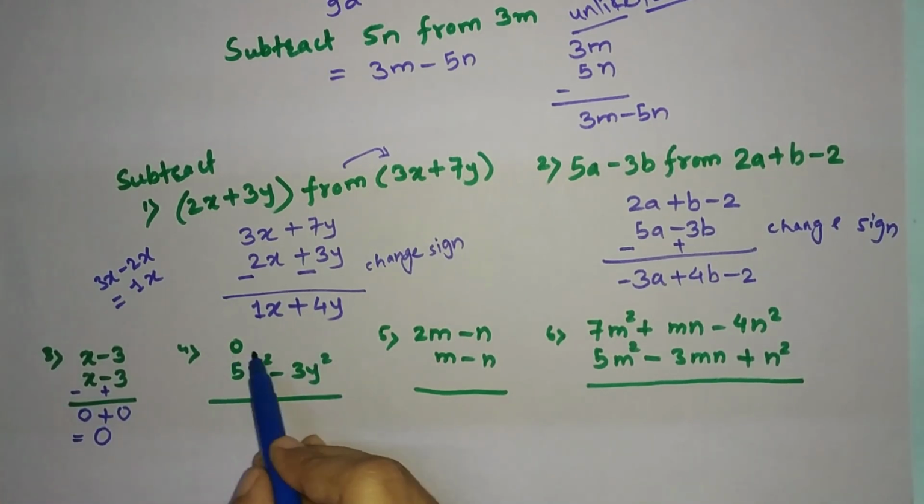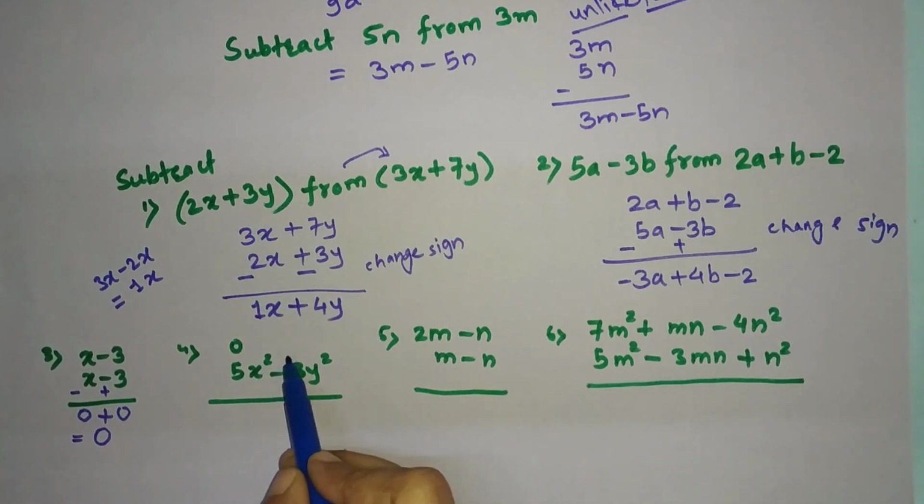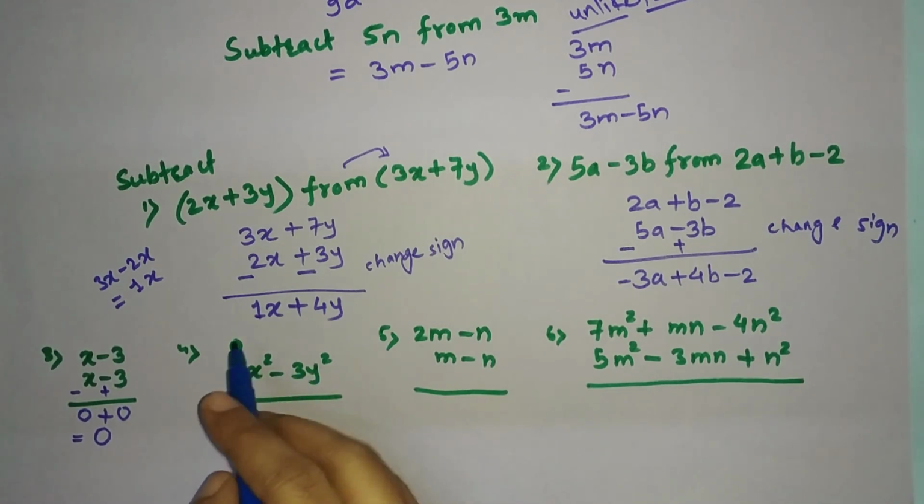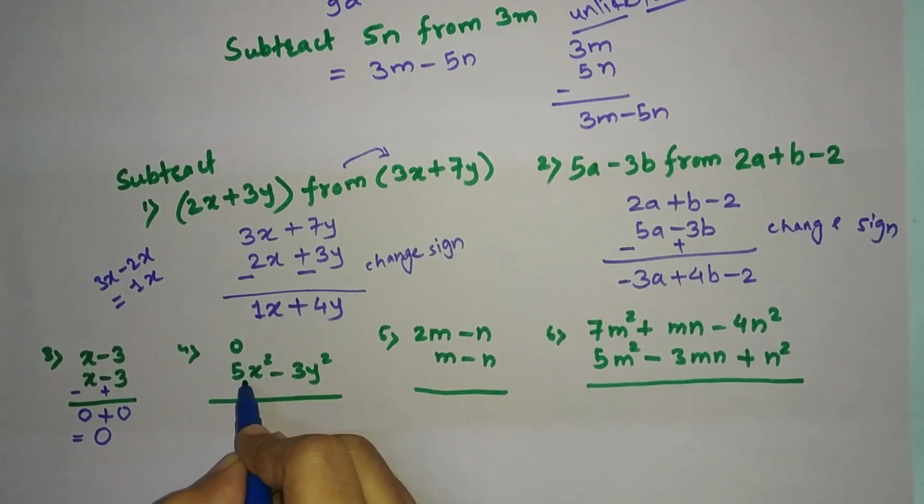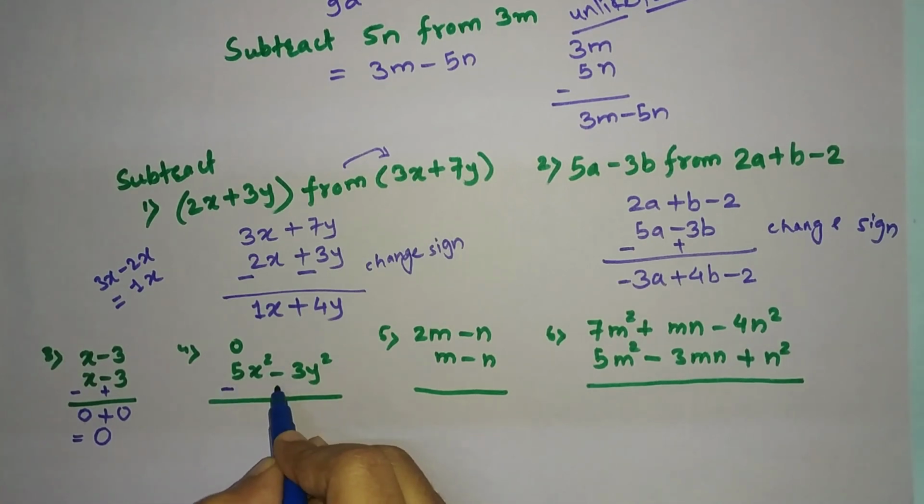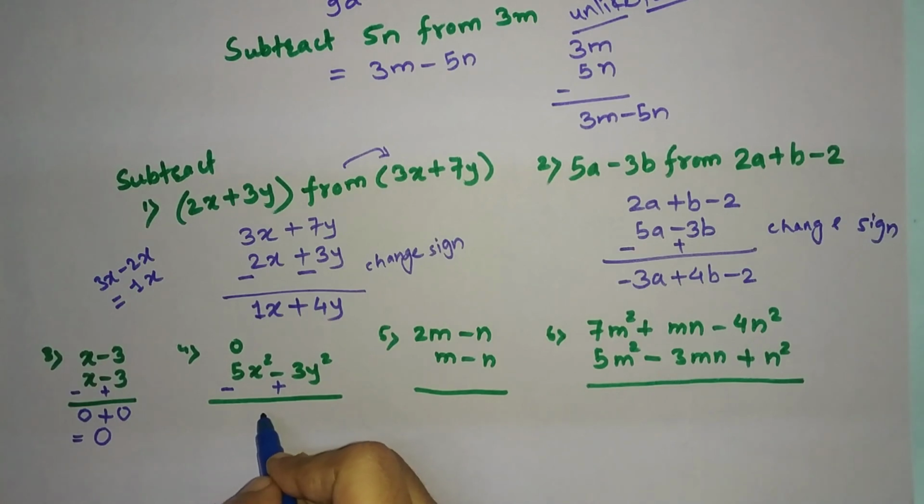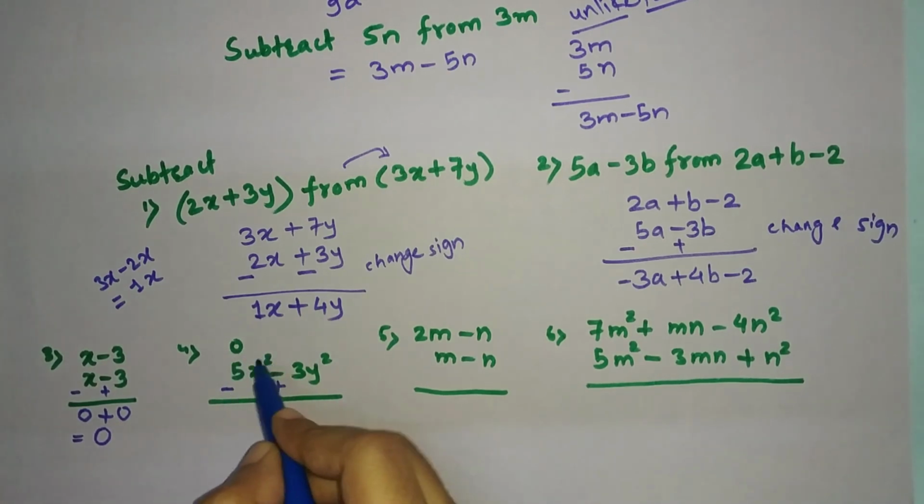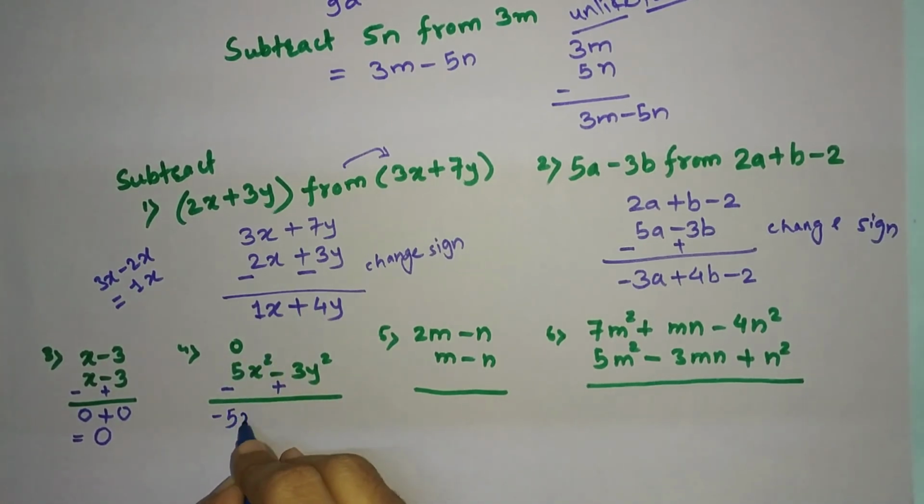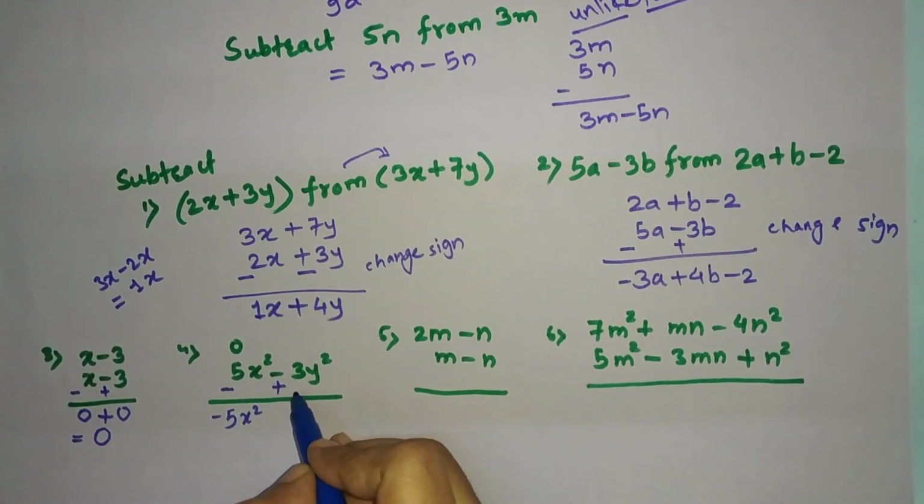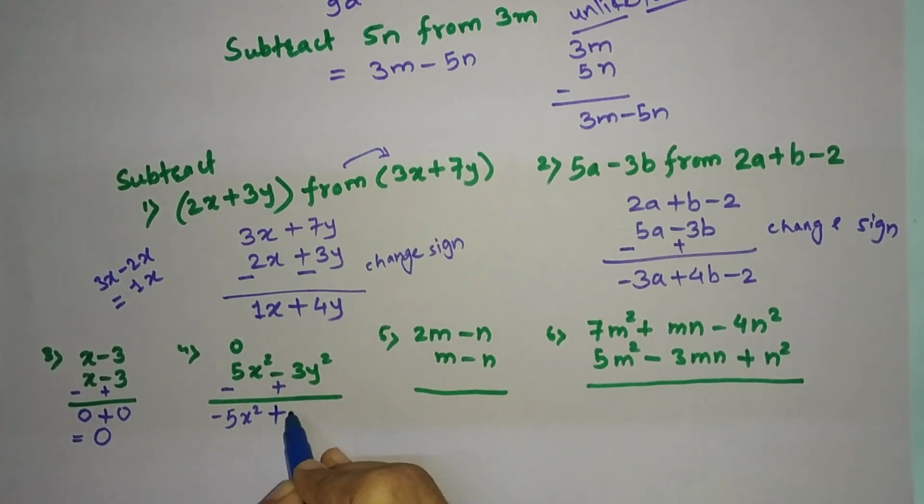So next here we need to subtract 5x square minus 3y square from 0. Now we'll change a sign here. Here it becomes minus of 5x square and it becomes plus. Whatever the terms are there, we'll change their sign. So 0 minus 5x square is minus 5x square. Removing from 0 is nothing, the number itself. Now it becomes a plus 3y square.